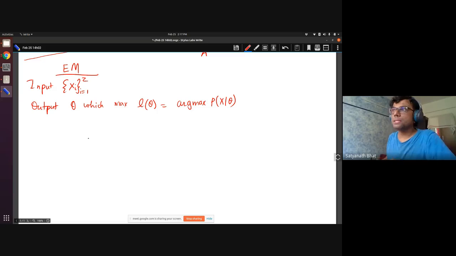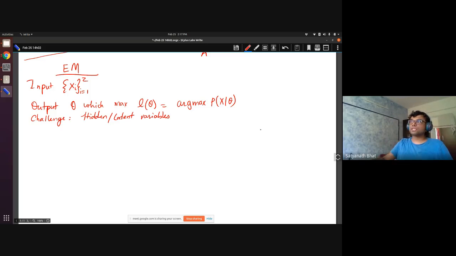So what is the challenge? The challenge is there are hidden or latent variables. One of the applications where this happens is a mixture. It's just one application. Please remember that there are many ways you can use this. One of the applications is a mixture of distributions.